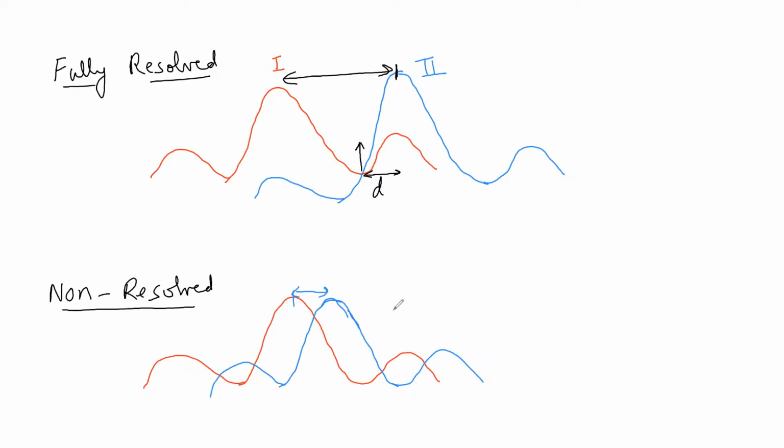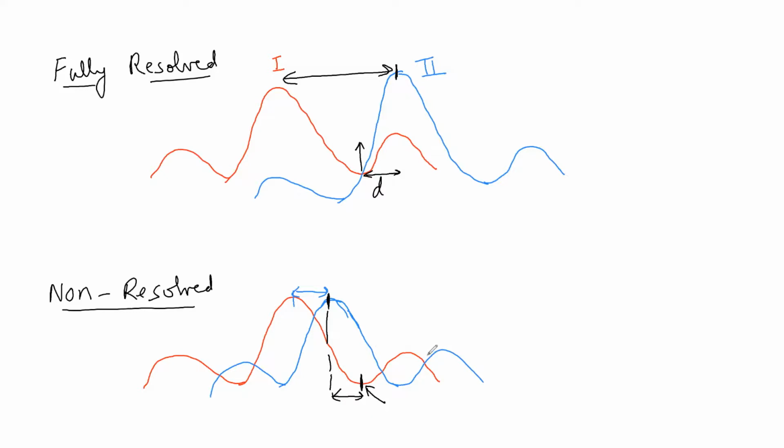How do we say that it is not resolved? By the fact that the peak of the image of the second object is lying within the minima. This is the minima position of the image of the first object, and the peak is lying within it. Therefore the images cannot be resolved. We cannot see them as distinct images. That is why we say it is a non-resolved situation.